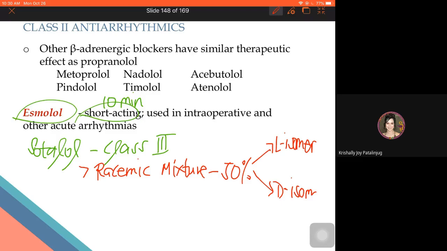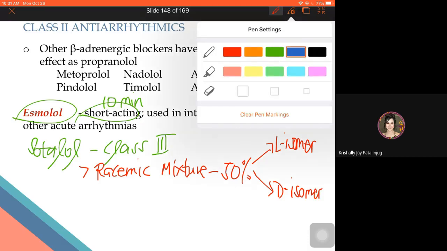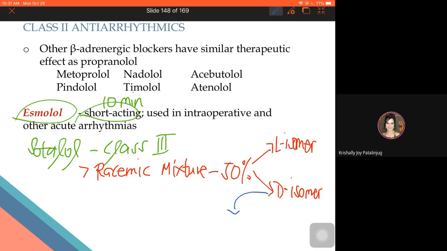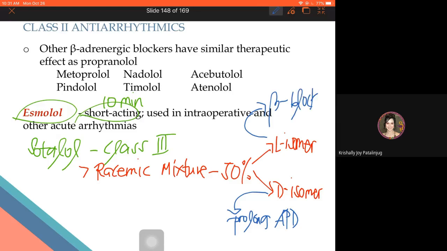What is the relevance of this racemic mixture to its being a class 3 agent? Take note, when a beta blocker has a D isomer, it can actually prolong the action potential duration. Whereas the L isomer is the one that carries the beta blockade property.